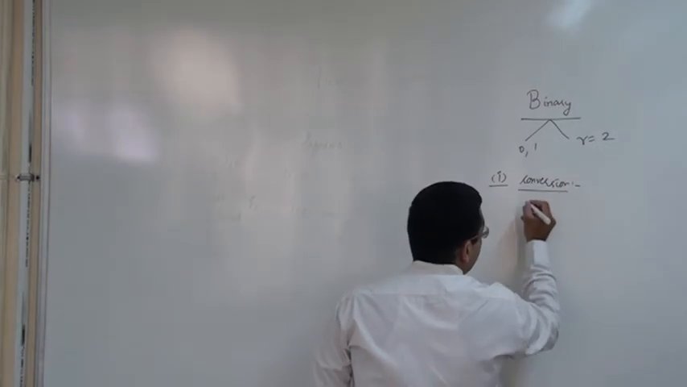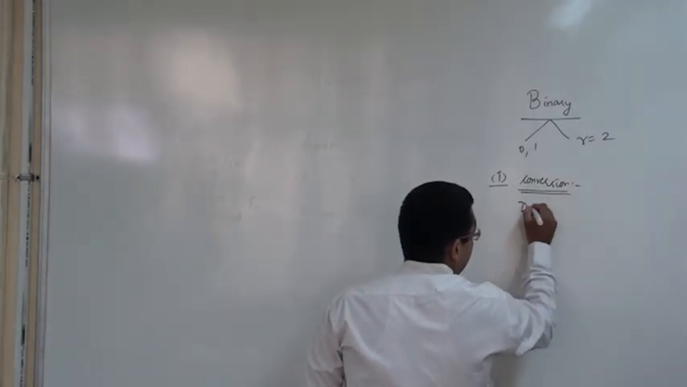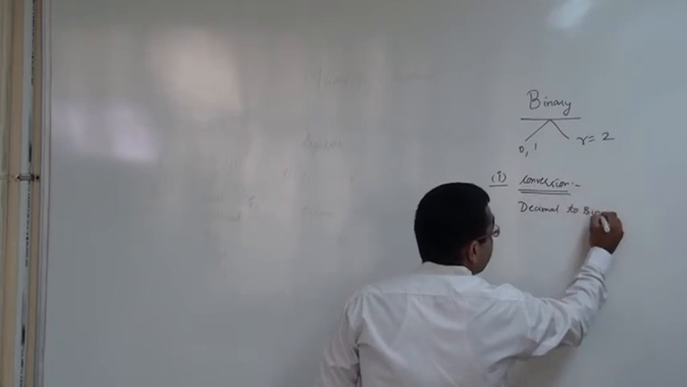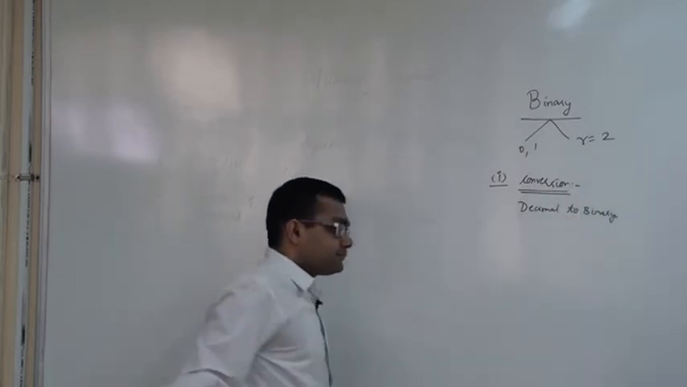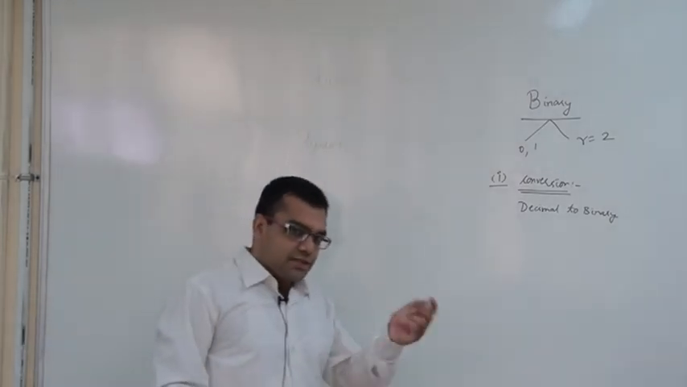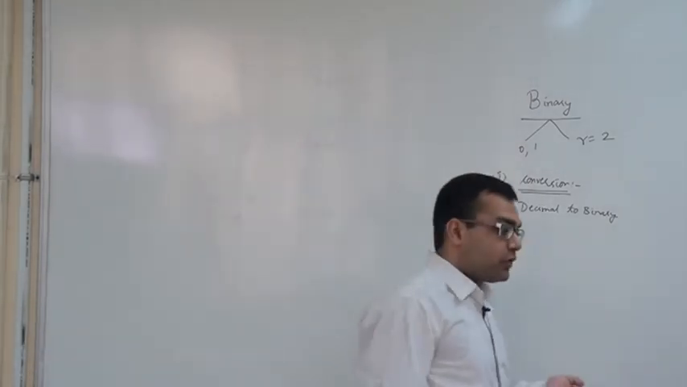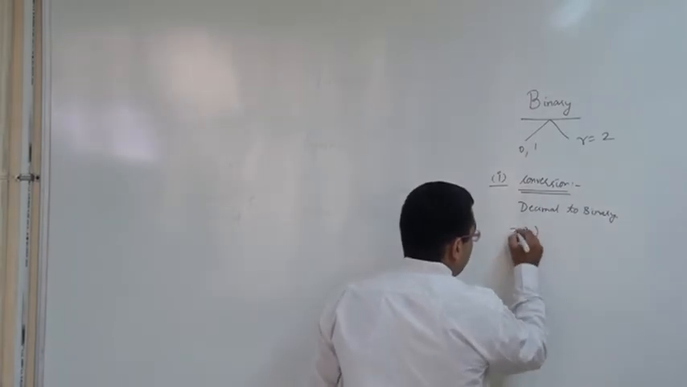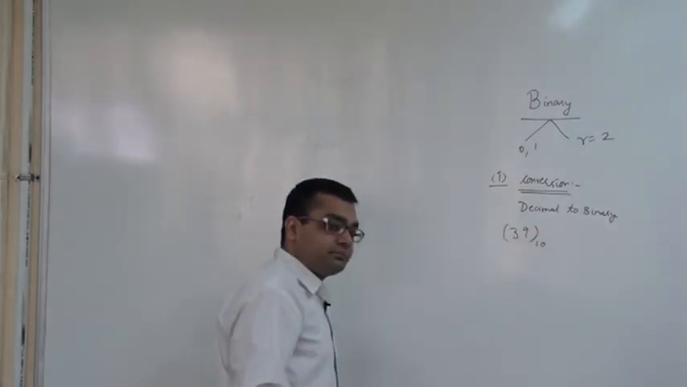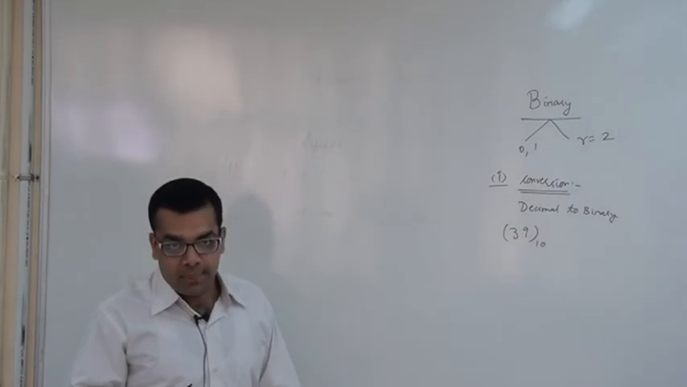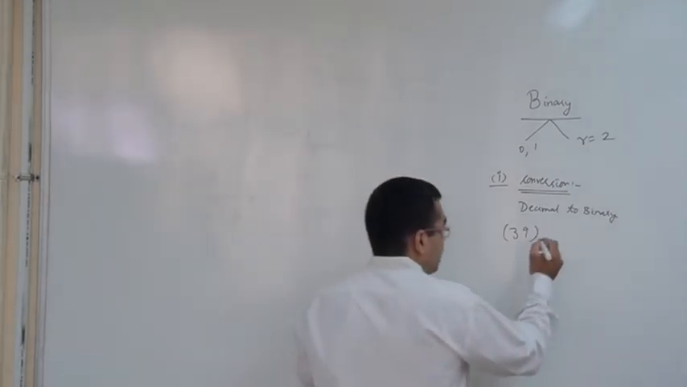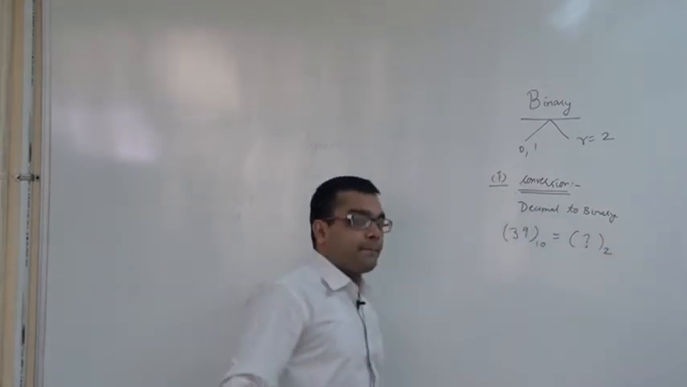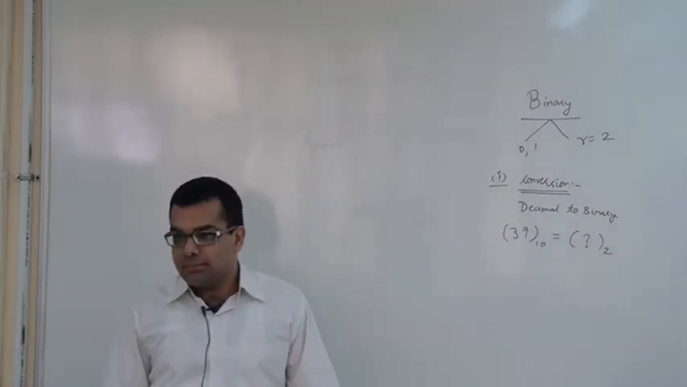from decimal to binary. First of all, let us start with a small example. Say suppose we are given a number 39 in base 10 or decimal number system. We want to convert it to base 2 or binary number system.